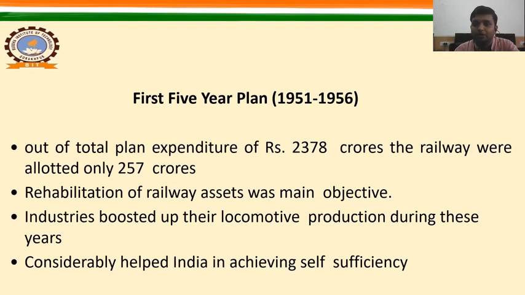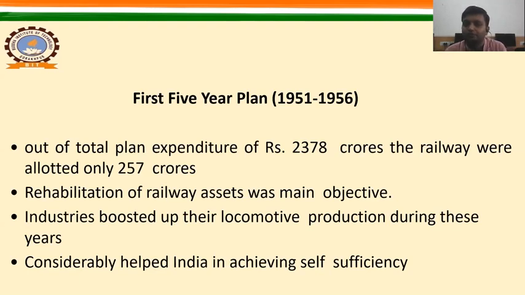Now we'll start with the first five-year plan. The first five-year plan was a plan between a span of 1951 to 1956. What were the significant features and salient points of that first five-year plan? I will mention in this lecture, point-wise, the salient points of each and every five-year plan.